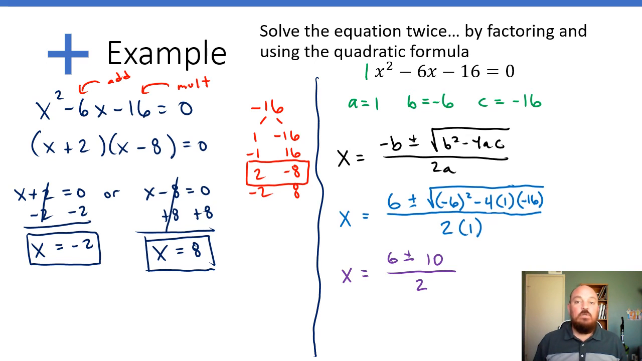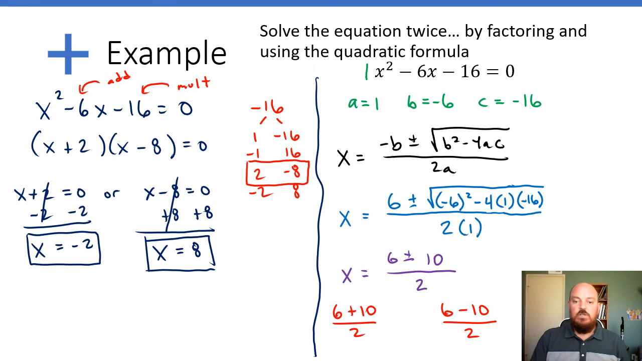Now, here's where we're going to get 2 separate answers. So we have 6 plus or minus 10 over 2. This is where I said separate them. So for your first answer, I'm going to use the plus. That would be 6 plus 10 over 2. For the second answer, I would use the minus. That would be 6 minus 10 over 2. That's what the plus or minus means. It's a compact notation way of saying you're getting 2 answers. They're exactly the same, but one of them has a plus and one of them has a minus.